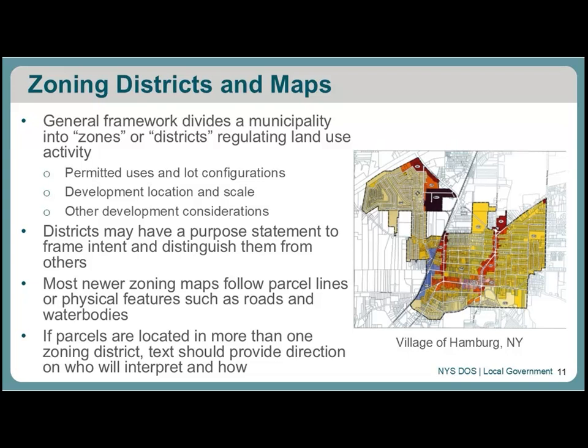But if you have parcels that are located in more than one zoning district, your zoning text should provide direction on who will interpret and how. Hopefully that's not really a problem and there are just small instances of that happening. It might be that the larger piece of the parcel prevails in terms of use and development, but again, hopefully you don't have too many of those. All right.